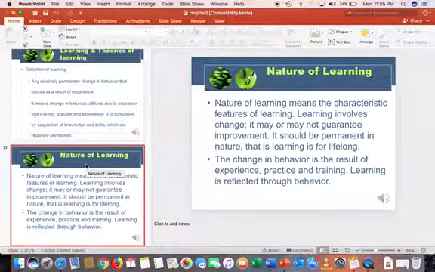Nature of learning means the characteristics and features of learning. Learning involves change. The most important thing in learning is that there should be a change, and of course the change should be permanent. We cannot guarantee that there will be an improvement in change. There can be no improvement, but there should be a change. Maybe a bad change comes in or a good change comes in, but it should be permanent in nature. The change in behavior is the result of experience, as we said before.